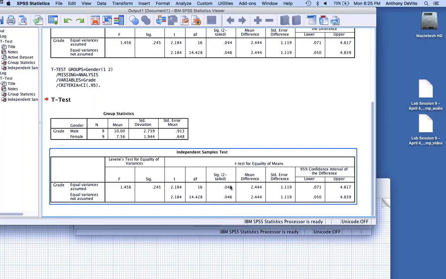Okay? So don't ever anybody ask me, what do you do when it's exactly 0.05? Everybody asks me that every semester. I don't think there's an answer to that question. What can I tell you?